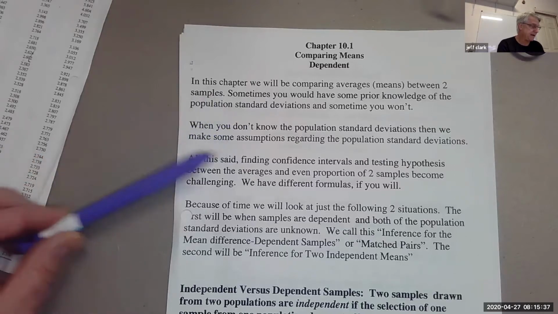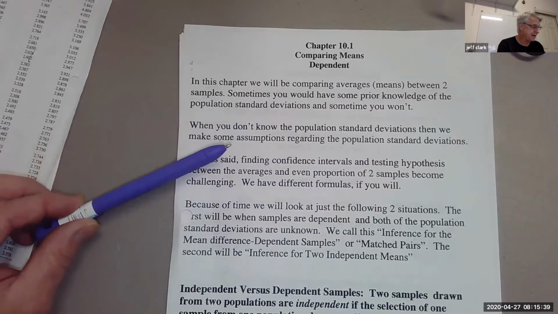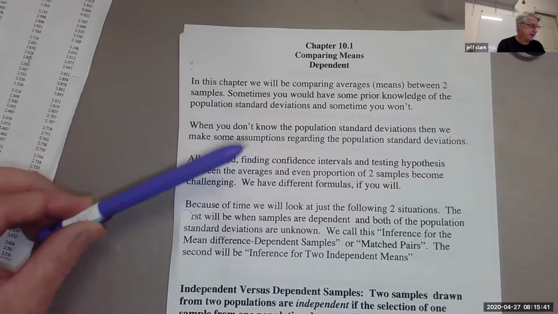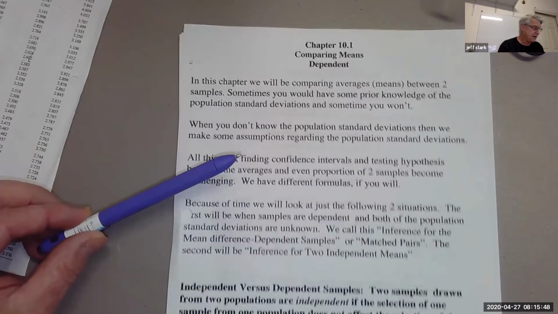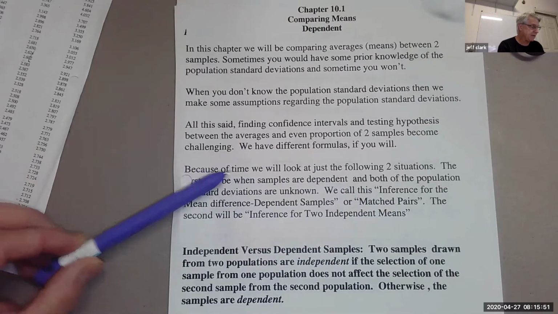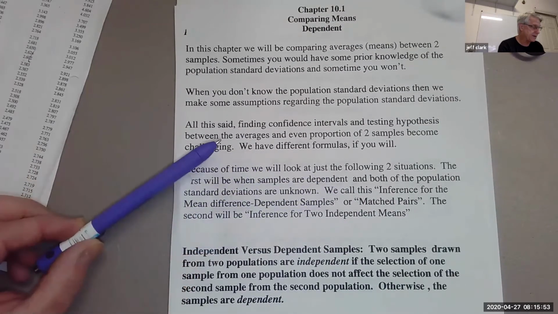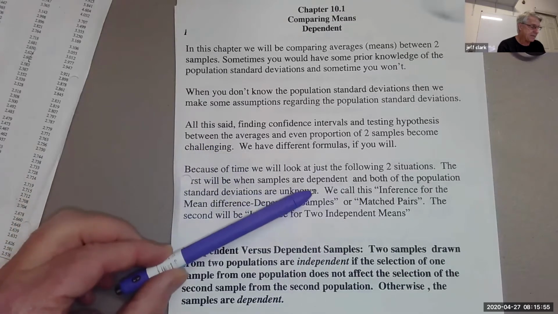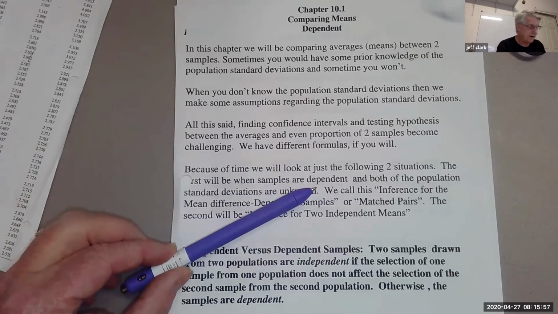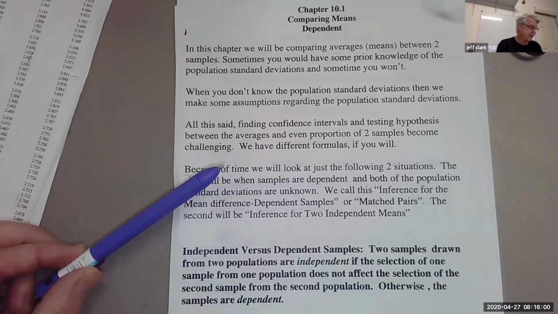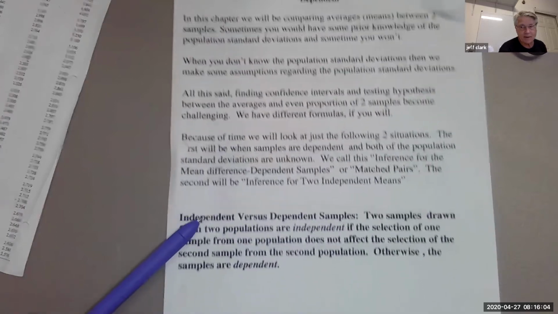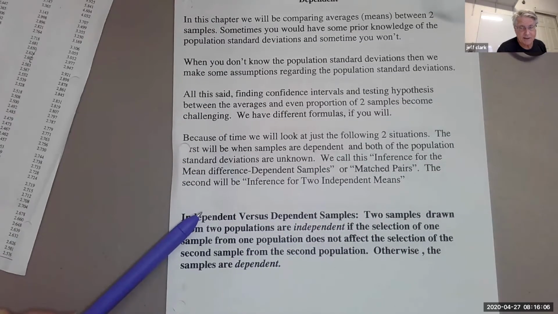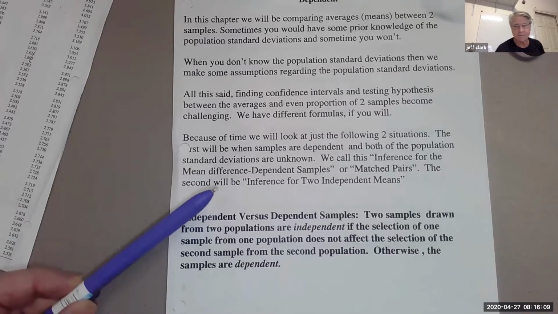All this said, finding confidence intervals and testing hypotheses between the averages sometimes becomes very challenging, and we're looking at different formulas. Because of the time, we're going to look at the following situations. We're going to look at dependent in this video right now, and we call them matched pairs, as I said. And the second, that'll be another video if we have a chance, would be independent means.